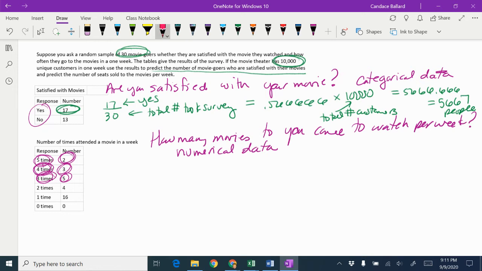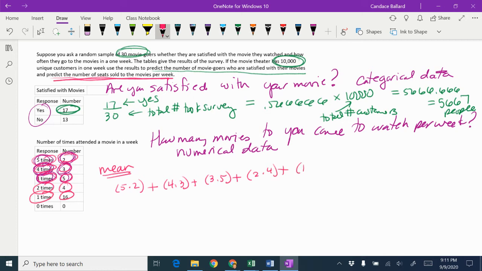The next thing I'm going to do is answer my second question. Predict the number of seats sold to the movies per week. In order to do that, I need to find the mean of this data, so that I know the average number of times people are actually coming to a movie in the week. To do that, I know that 2 people are coming 5 times a week, so I'm going to multiply 5 times 2. Then I know 3 people are coming 4 times a week, so I'm going to multiply 4 times 3. And then I know 5 people are coming 3 times a week, so I'm going to multiply 3 times 5. Then I know 4 people are coming 2 times a week, so I'm going to multiply 2 times 4. And then I know 16 people are coming 1 time a week.